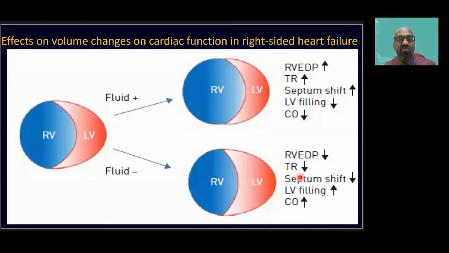The effect of volume infusion on the right ventricular function in right ventricular heart failure is shown here. With excessive infusion of fluids, the interventricular septum is shifted to the left, leading to decreased left ventricular filling and decrease in the cardiac output. And if this is treated by diuretics and unloading the right ventricle, there is improvement in the left ventricular filling pressures and cardiac output.